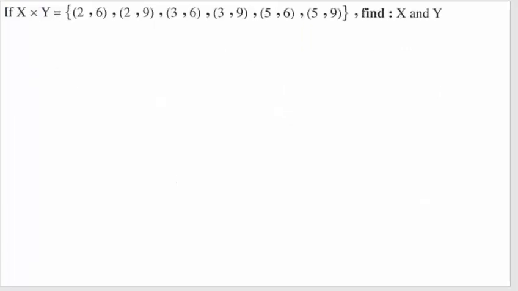Okay. The next example is x product y. Here, the given in the question, he did the operation of the Cartesian product. He did x product y.